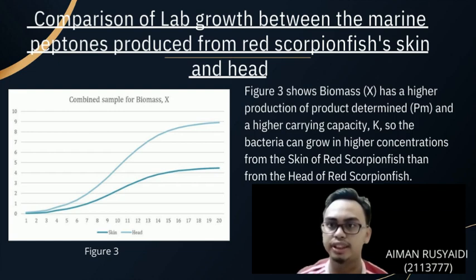My name is Aiman and I will present the comparison of lag growth between the marine plankton produced from red scorpion fish skin and head. Figure 3 shows biomass has a higher production of product determined and a high carrying capacity, so the bacteria can grow in higher concentrations from the skin of red scorpion fish than from the head of red scorpion fish.